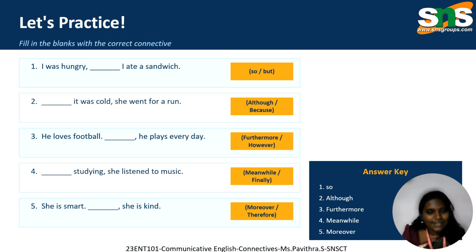The answer is so. I was hungry is the cause. Eating a sandwich is the effect. So fits perfectly here. And the second question: dash, it was cold, she went for a run. And the answer is although. She went for a run despite the cold. That's the contrast. So we need although.